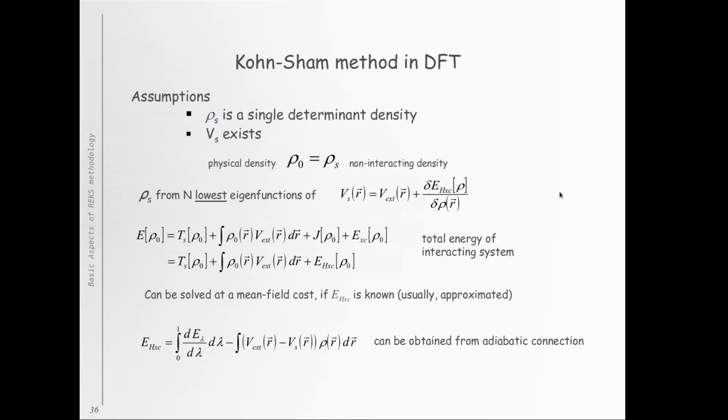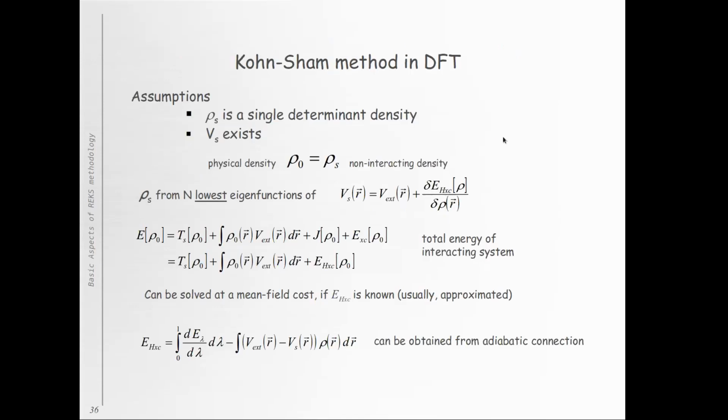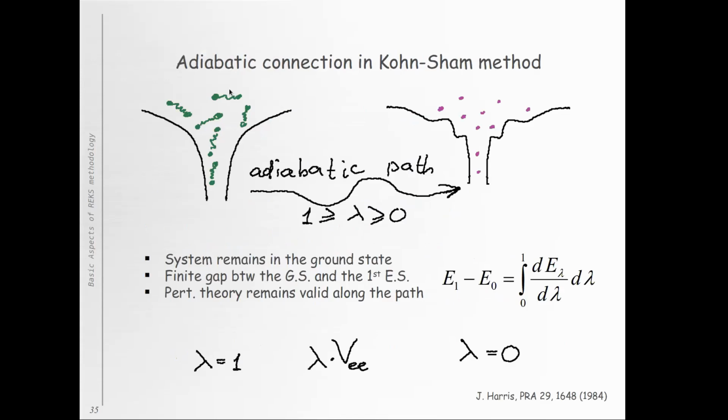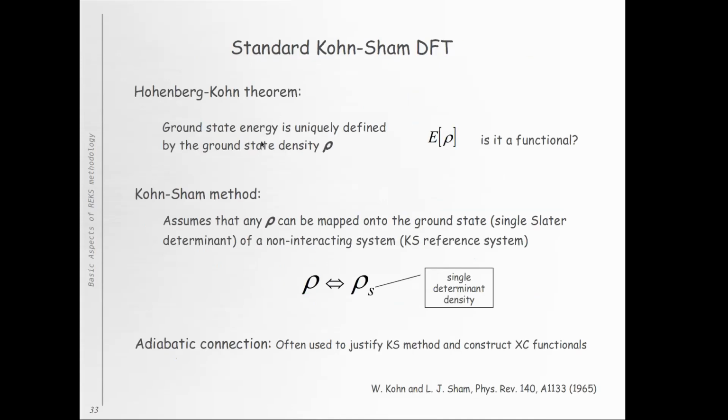However, there is a problem with this methodology, and this problem is exactly with the two assumptions on which it is based. The main one is that the density of the non-interacting system is given by a single determinant density. In other words, it can be mapped onto the density of a single Slater determinant. Why is this a difficulty? Because the Hohenberg-Kohn theorem, as you remember, is valid only for the ground states.